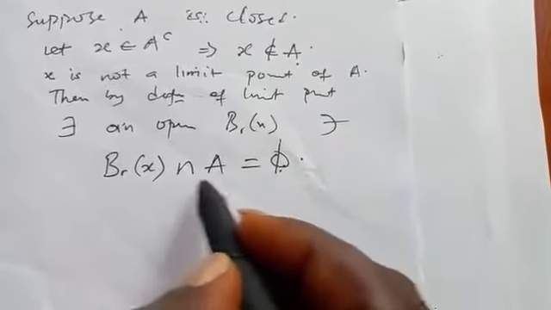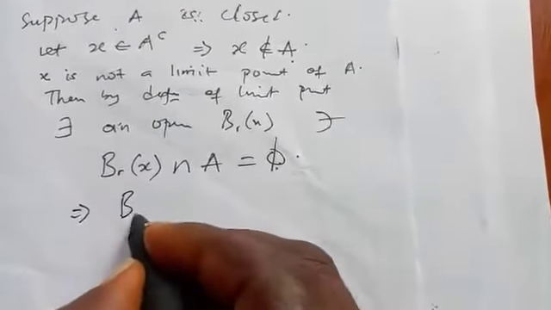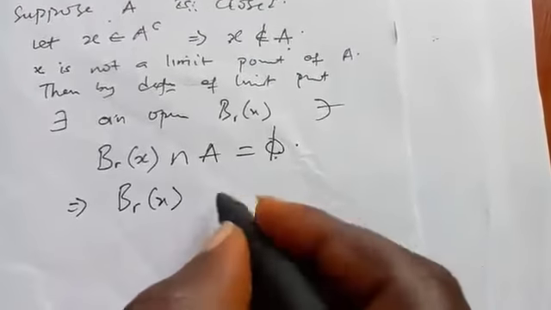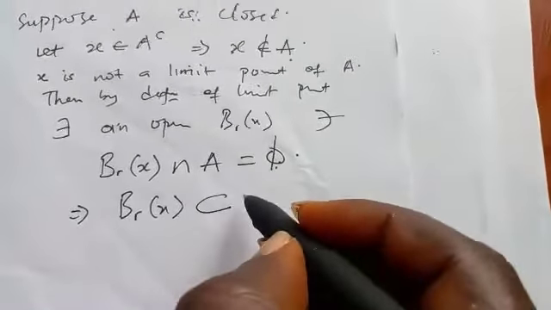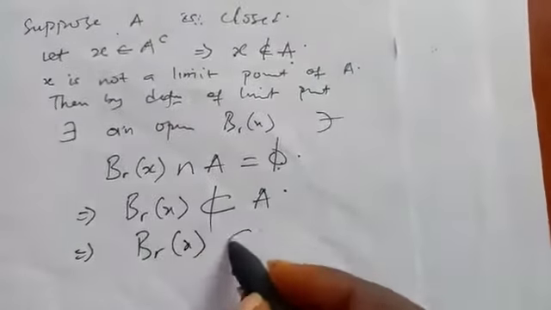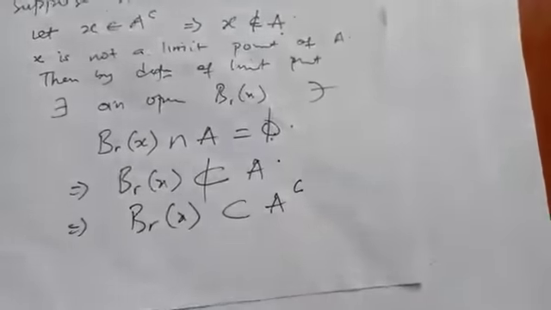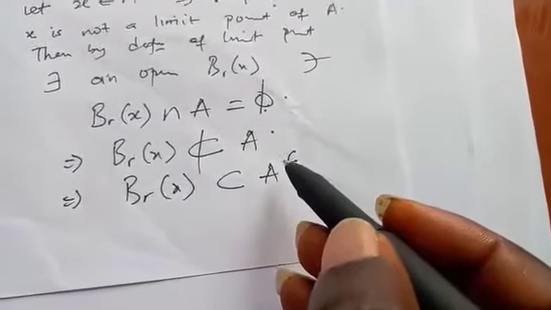And if this is equal to the empty set, that means they don't have anything in common. This will simply mean that BR of S is not a subset of A, because they don't have anything in common. Definitely BR of S will be a subset of this A complement.